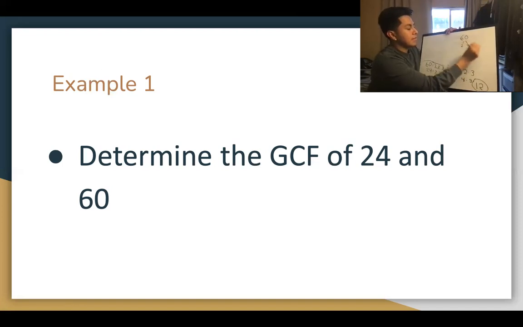Now just give me one second while I erase this because my eraser is pretty small. Like I said, my apologies.